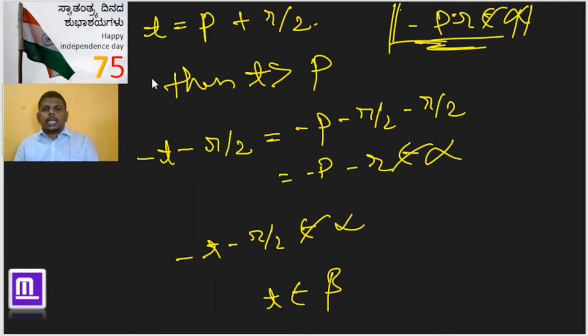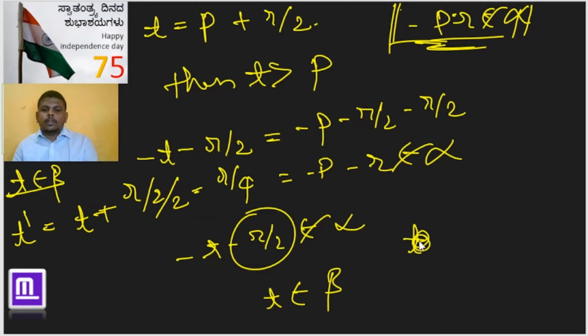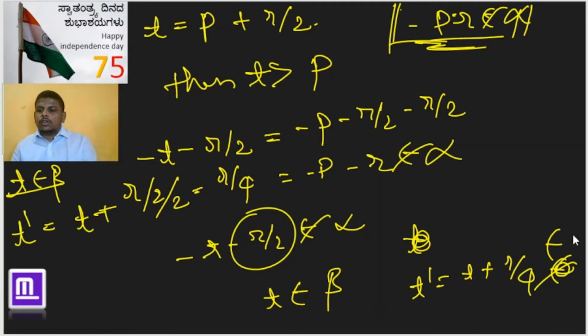So each time we can construct a greater number than the p. Now since t is given, and t belongs to beta, let us say t dash is t plus r by 2, which is responsible for it. So r by 2 by 2, that is r by 4. So t dash is equal to t plus r by 4. This also belongs to beta.